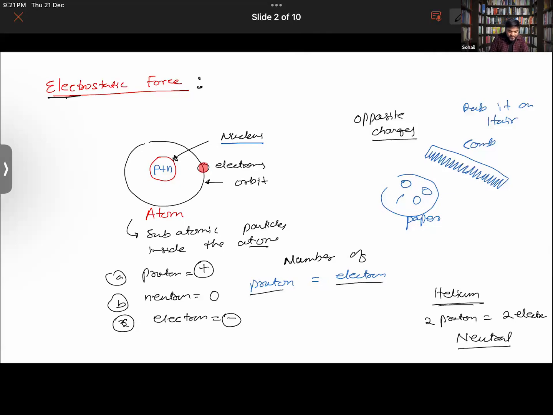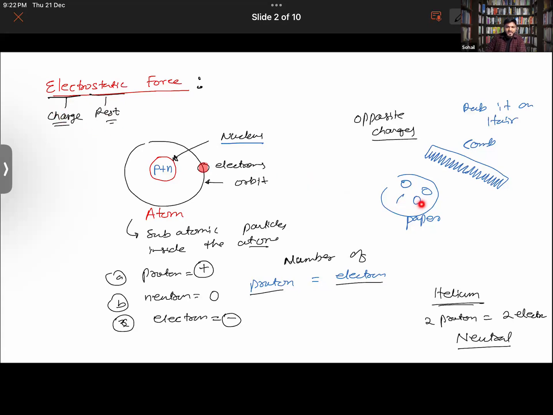Now, understanding this term, electro basically refers to electricity or to charge. Static means something that is at rest. Electro here is being referred to charge.